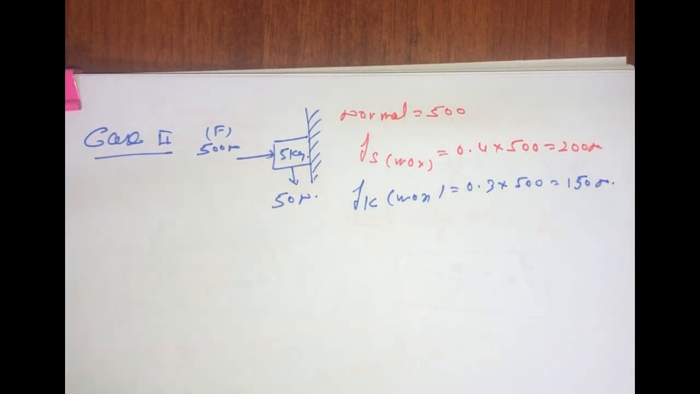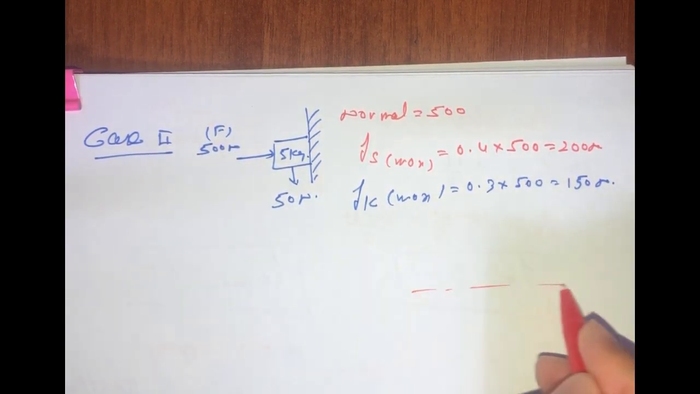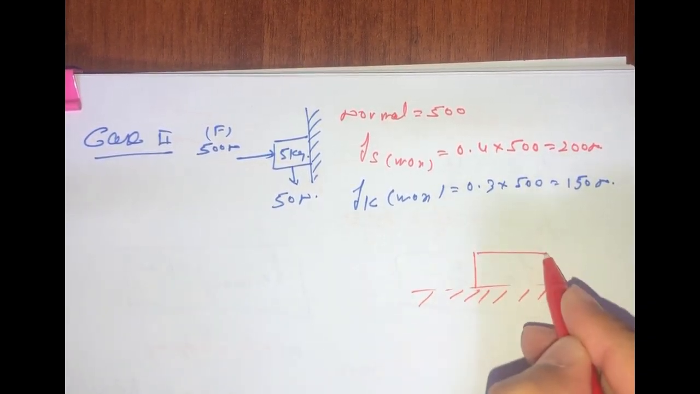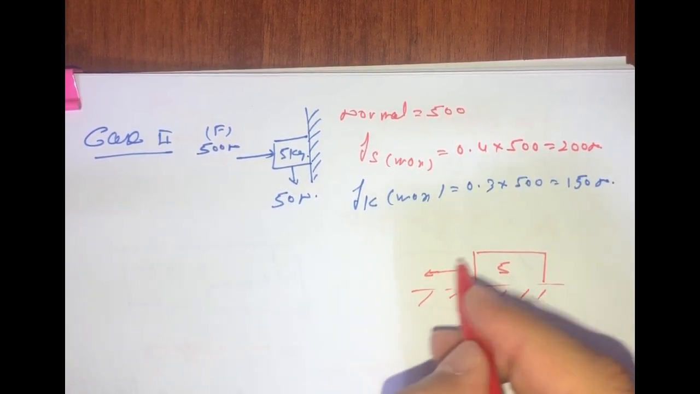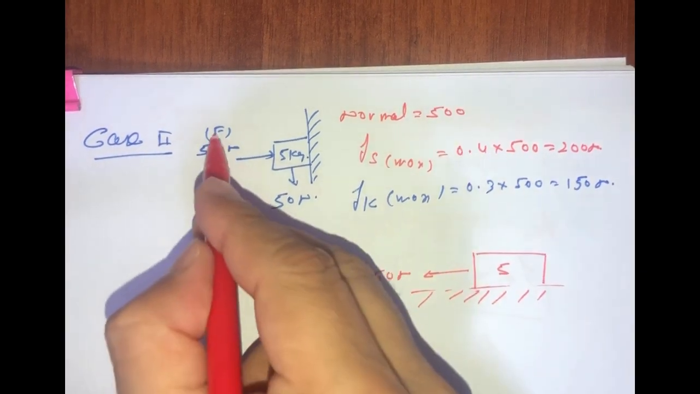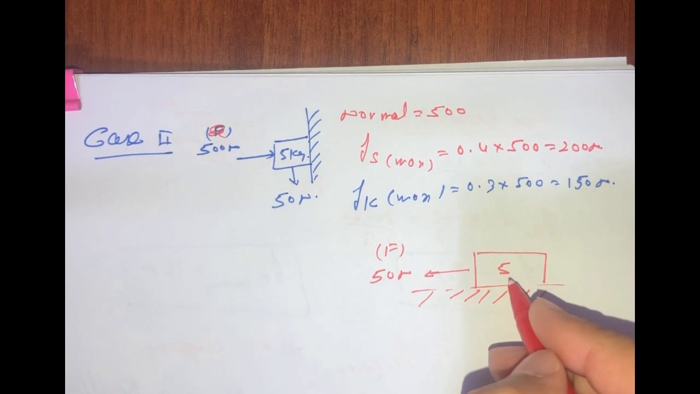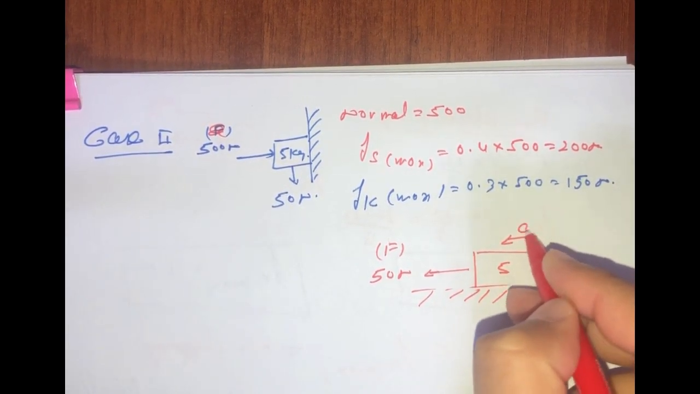So once again, we are going to make it the horizontal direction. This is our block, 5 kg. The driving force is 50 Newton. Sorry, it should not be F, but this will be F. And let us suppose it is moving with the acceleration A.